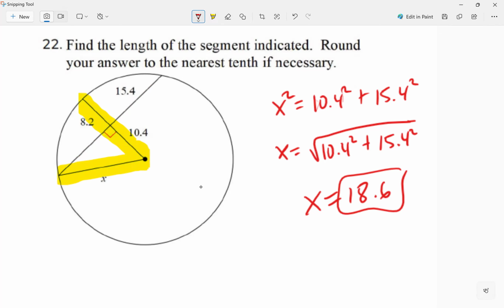I could have just said that X, which is a radius, is equal to 10.4 plus 8.2, which is 18.6, right? I get the same answer either way I do it. So I can do it using the Pythagorean theorem. Sometimes, I'm not going to say always, because 21 is not the case. Sometimes I can just say, well, let one radius equal another radius, and that's it. We're going to solve for X that way. So X in this case is 18.6.